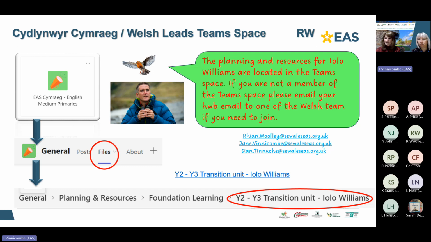The Iolo Williams Transition Unit is located in the Files section. Please click on the Planning and Resources folder, then the Foundation Learning folder, and finally the Iolo Williams folder. Rhian will be working on this unit of work over the next half term to offer alternative additional lessons ready for transition time, so please watch this space.